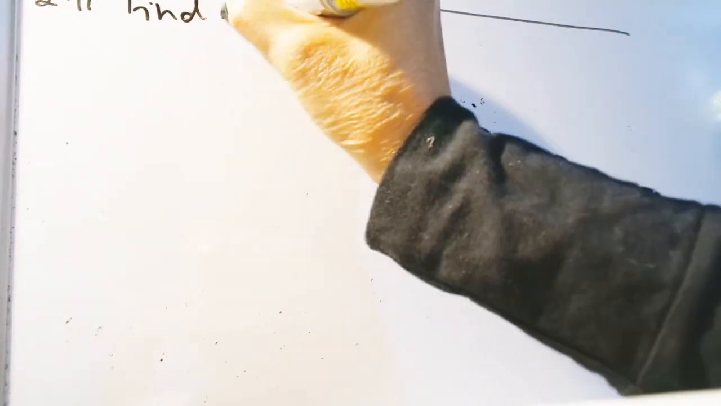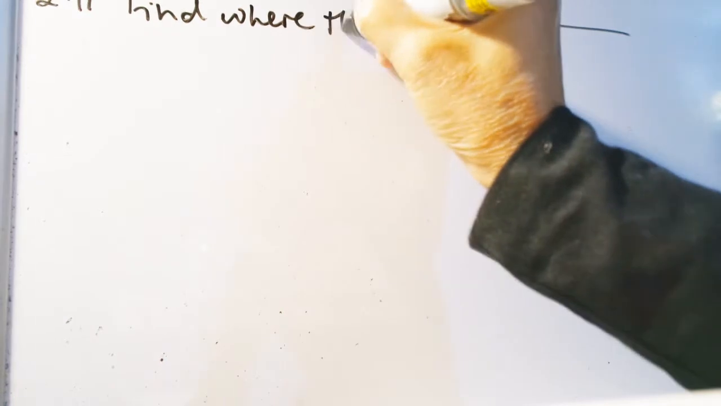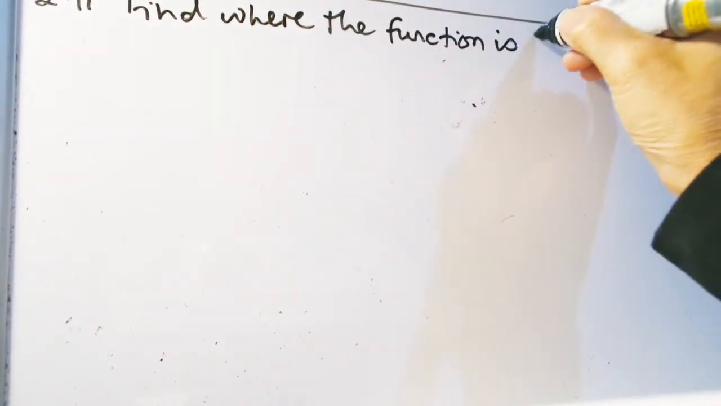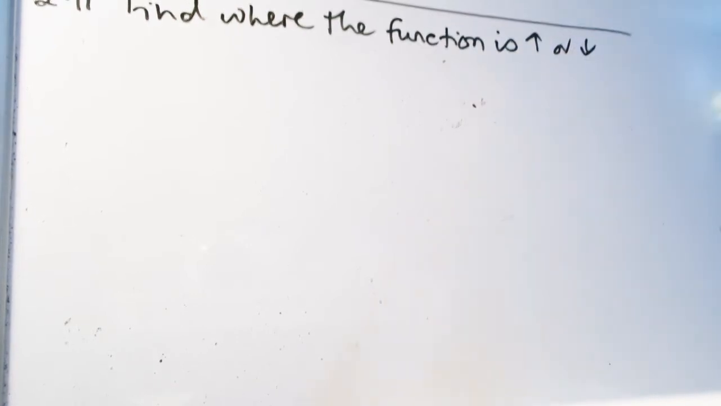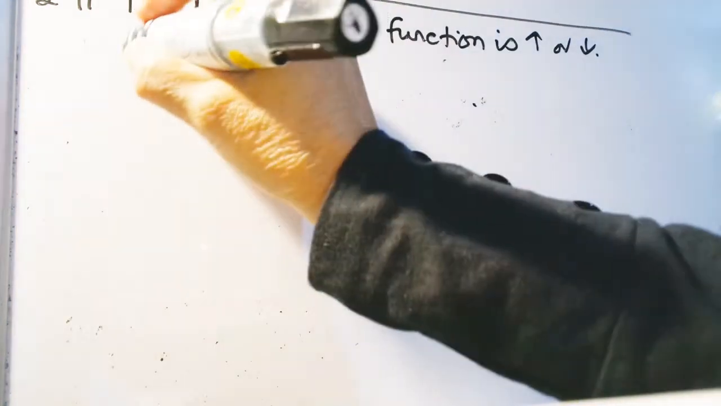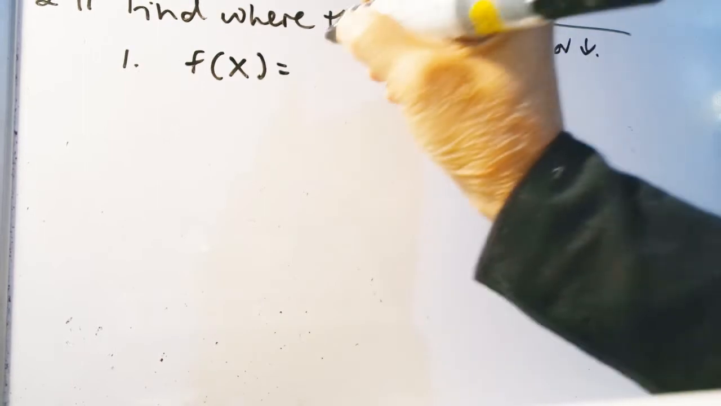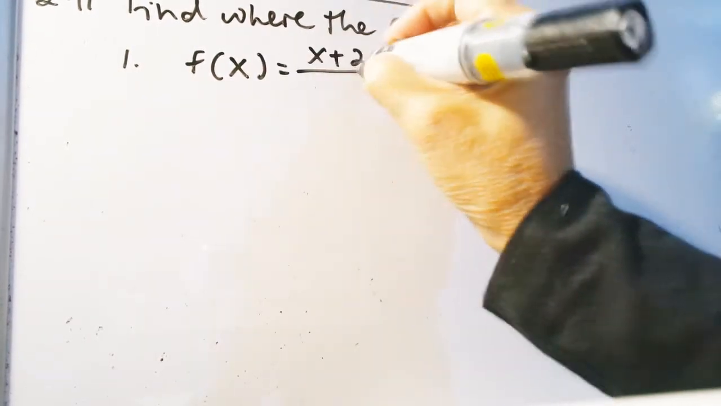Okay, Bismillahirrahmanirrahim. Today we're gonna do section 2.11, where we have to find where the function is increasing or decreasing. Okay, we're gonna start off with the function f of x equals x plus 2 over x minus 3.